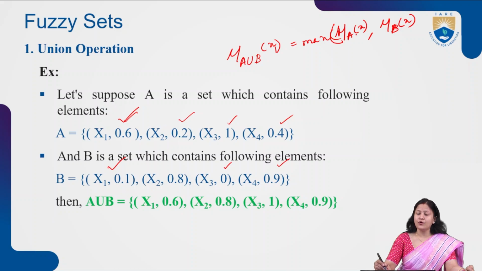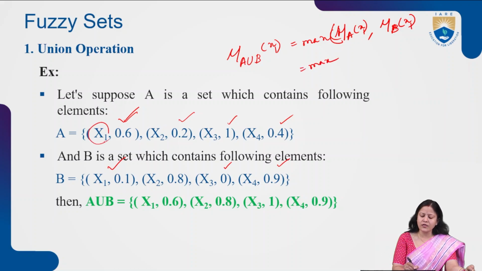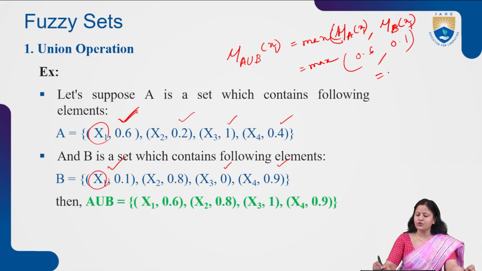So that is equal to max of mu of A x1 and mu of B x1. What is the max of both the values, because x1 is common in this pair for A and B? What are their values? Mu of A x1 is 0.6, and mu of B x1 is 0.1. So what is the maximum value between these two? That is equal to 0.6. That is why we are getting x1 comma 0.6.